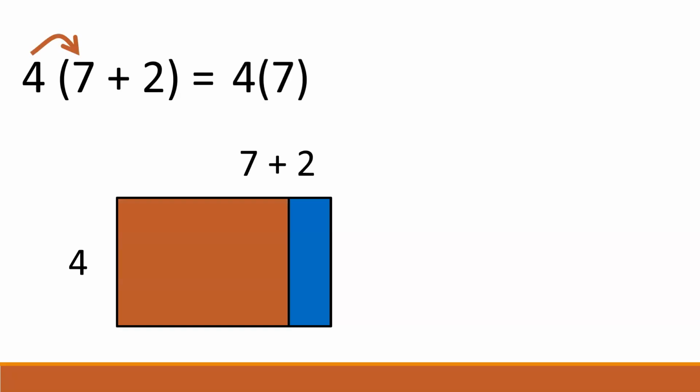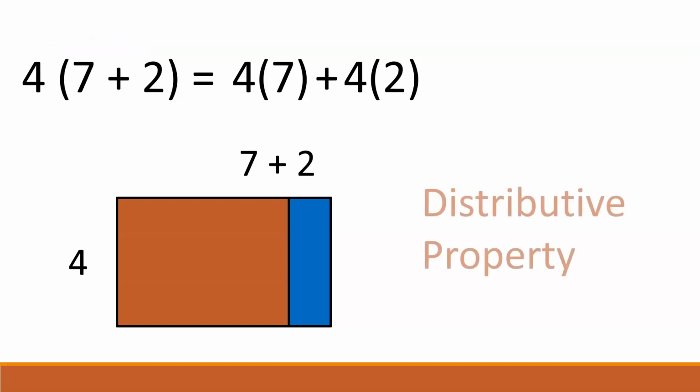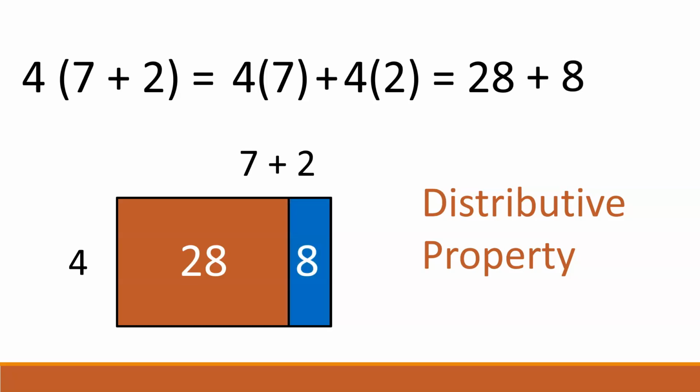So the area of the orange rectangle is the 4 times 7, and the area of the blue rectangle is 4 times 2. Now what we've just done is an example of the distributive property. It's a way to distribute the 4 to the two terms that make up the other factor. So let's think about what the area of the smaller rectangles are. The 4 by 7 rectangle has an area of 28, the 4 by 2 rectangle has an area of 8, and sure enough, that total area is still 36.